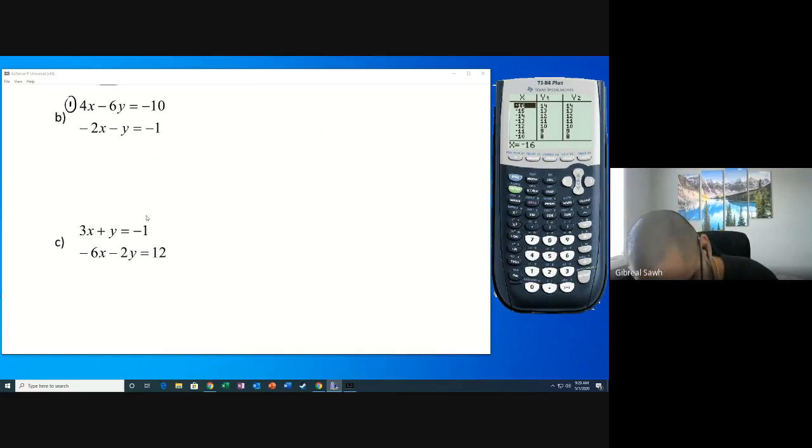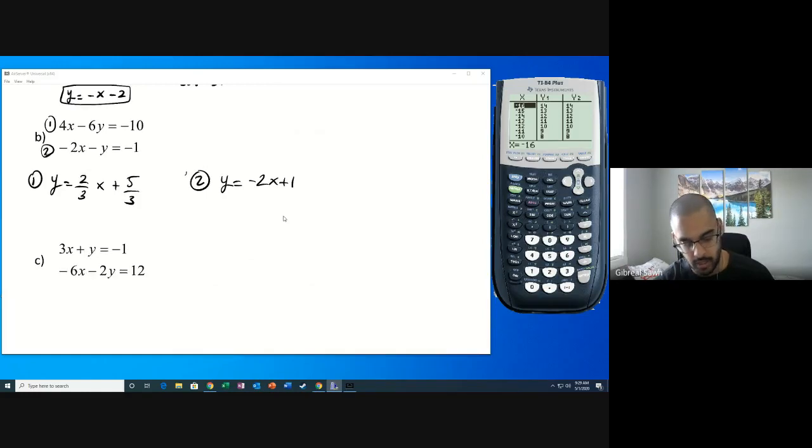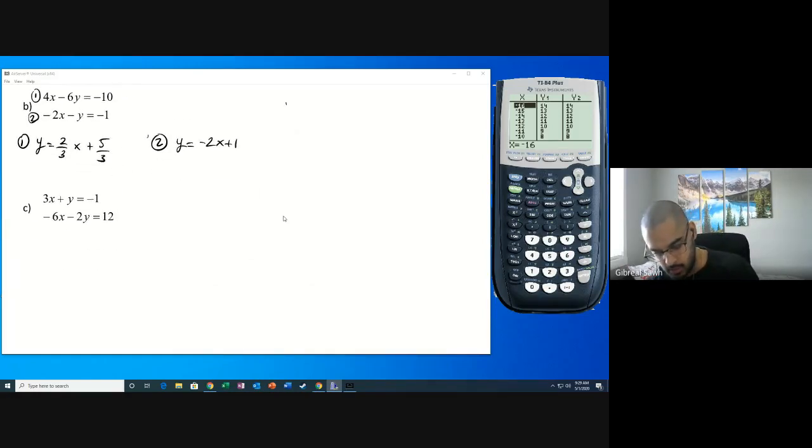So here's equation 1, equation 2. Number 1 simplifies to y equals 2/3 x plus 5/3. Equation 2 simplifies to y equals negative 2x plus 1. Now if we look at those slopes, they're different. Y-intercepts different. There's going to be one solution. So different slopes. Therefore, one point of intersection.